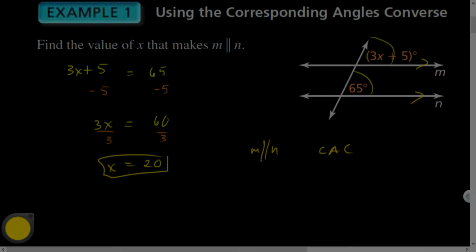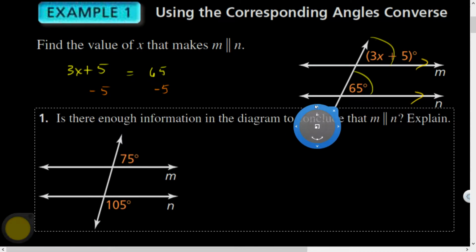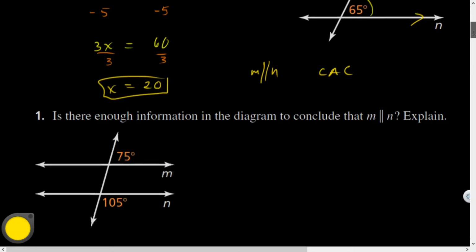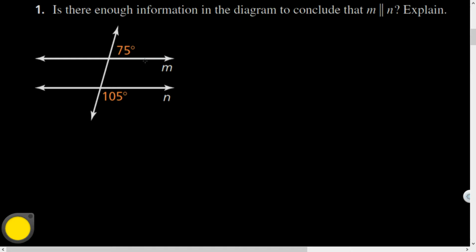I like this one. Monitoring progress, question 1. I don't always do these, but I like these. All right. Is there enough information in the diagram to prove that these are parallel lines? Or other things that you could prove about it. What could I show?